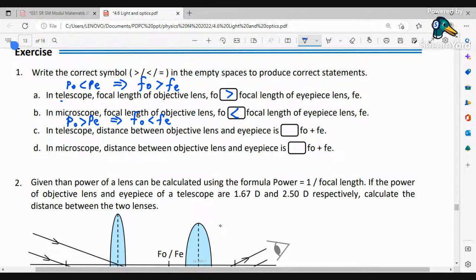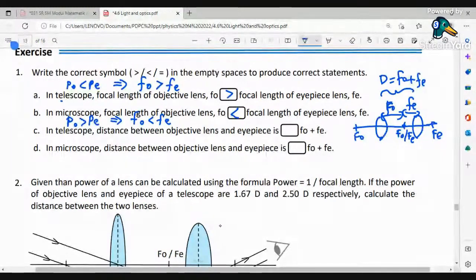In telescope, distance between lenses. Tadi ingat tak tadi? Kalau untuk teleskop, FO dengan FE point yang sama sini. So if you calculate the distance, ini FO, ini sebenarnya ialah FO plus FE. Okay, so in telescope, distance between objective and eyepiece is equal to FO plus FE.